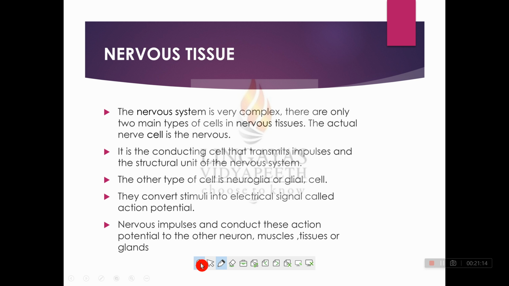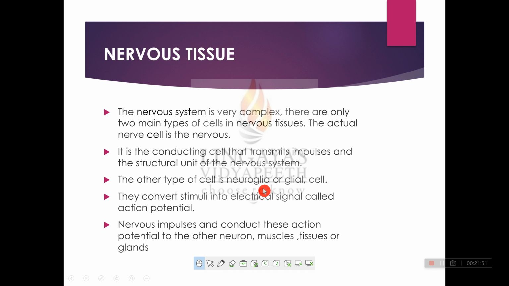Moving on. Now talking about the nervous system, the last type of tissue present in the human body, and it is a very important type of tissue. Nervous tissue is very complex and there are only two main types of cells in nervous tissue. The actual nerve cell is the neuron. Nervous tissue is found in the brain, spinal cord and nerves. It is responsible for coordinating and controlling many body activities.